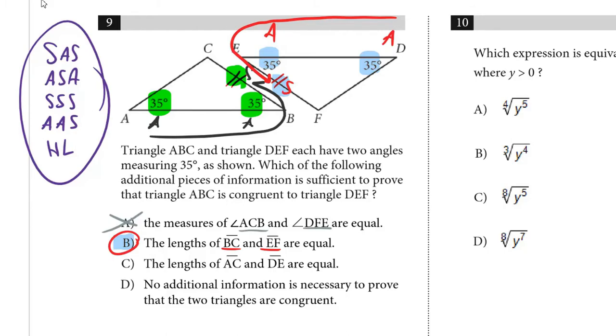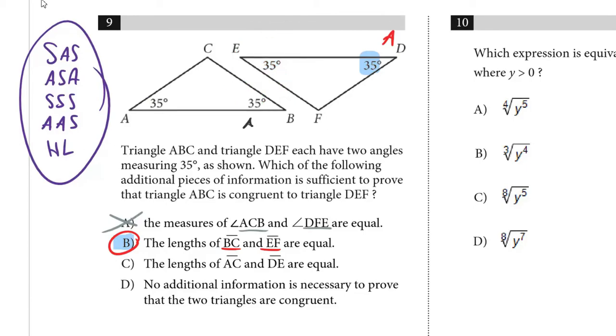But just to test out C, just in case, that one is telling us that AC and DE are equal. So now we've got the order of side, angle, side, which is one of our theorems. But then on this one, we've got angle, angle, side. So they both match one of the triangle congruence theorems, but they don't match each other. So C is no good.